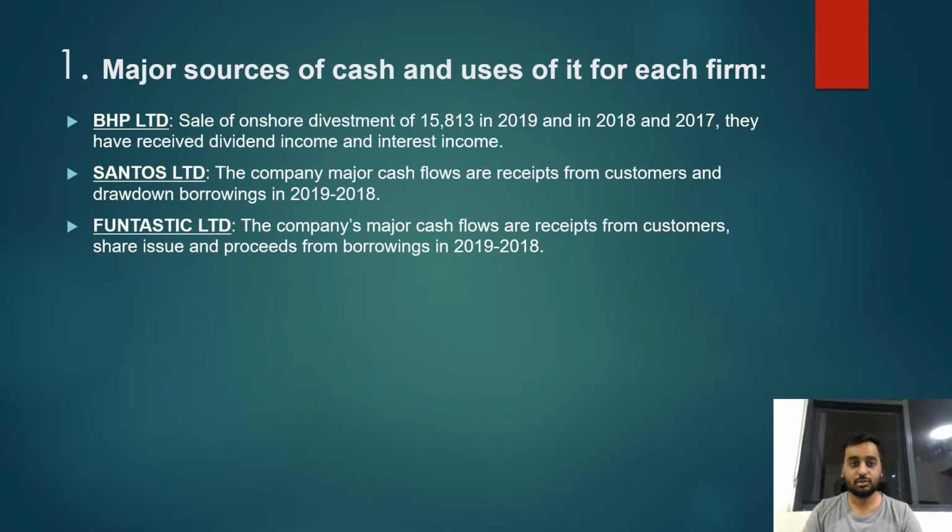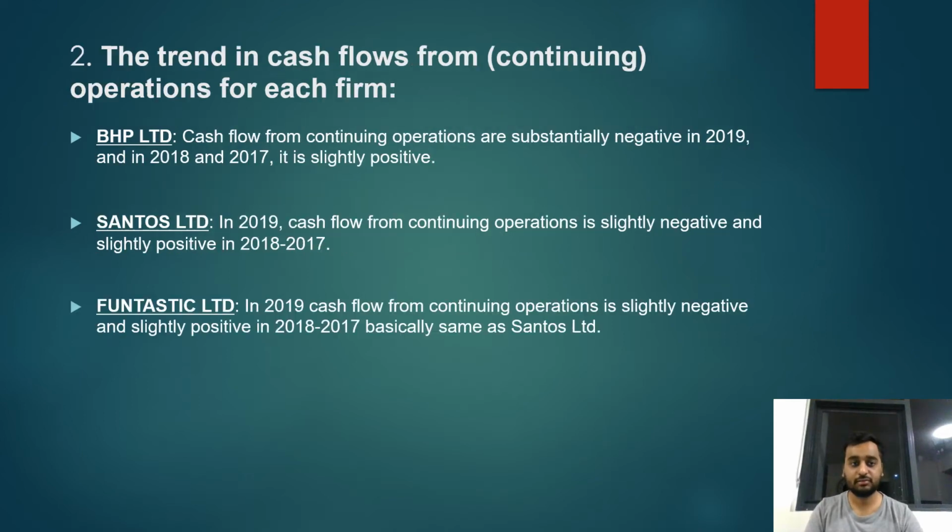In major sources of cash, BHP Limited has sale of onshore divestment of 15,813 in 2019, and in 2018 and 17 they received dividend income and interest income. For the second company, Santos Limited, the major cash flows are receipts from customers and drawdown of borrowings in 2019 and 2018. For the third company, Fantastic Limited, the major cash flows are receipts from customers, share issues, and proceeds from borrowings in 2019 and 2018.